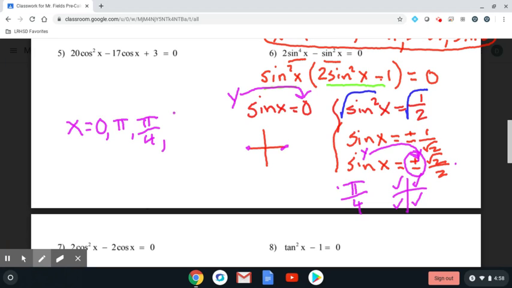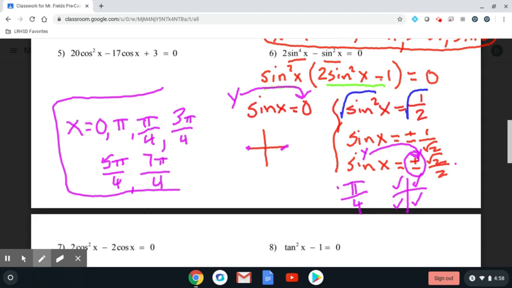Quadrant number 2 is going to give us 3 pi over 4. Quadrant number 3 is 5 pi over 4. And then quadrant number 4 is going to be 7 pi over 4. So this one ends up having 6 answers because of that plus minus that you had to do on that second part, or that right side, once you factored.